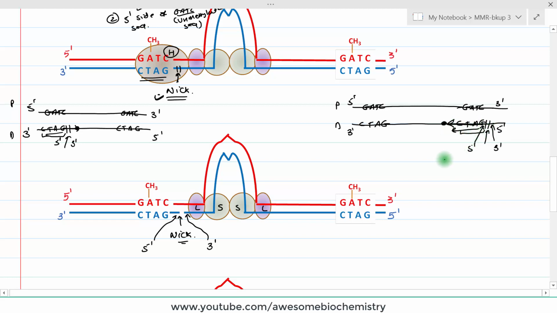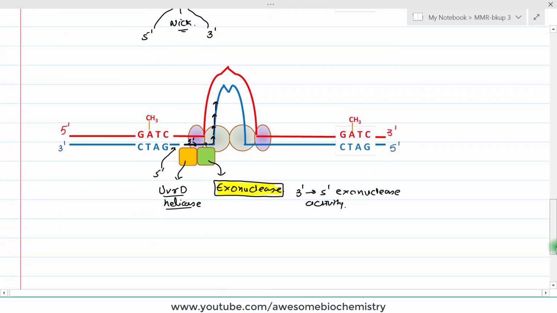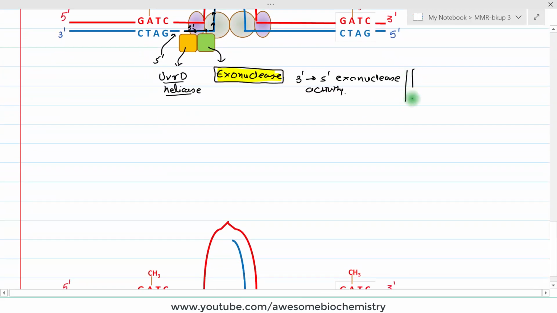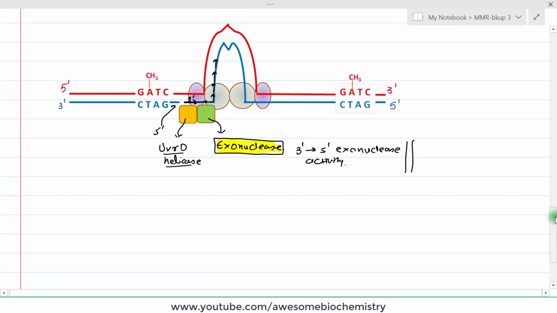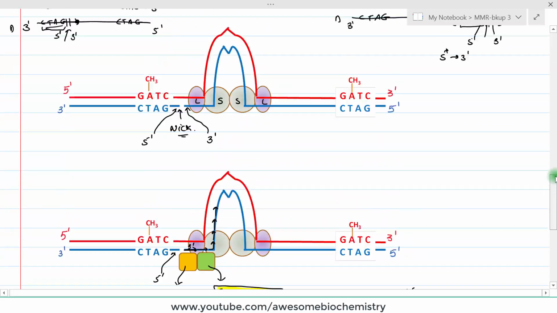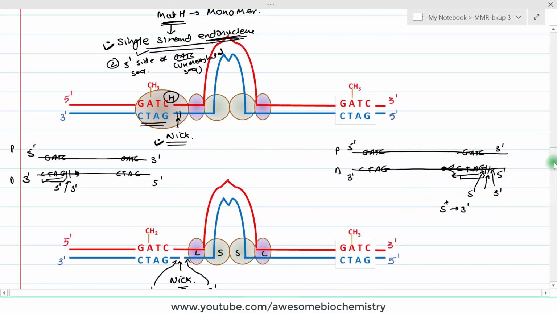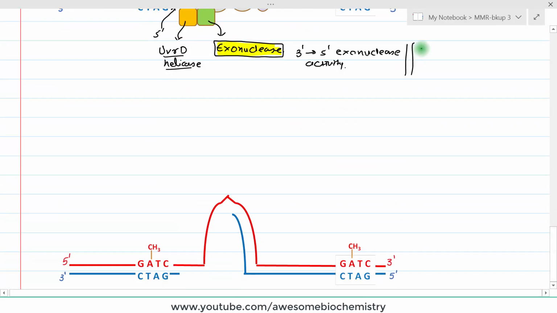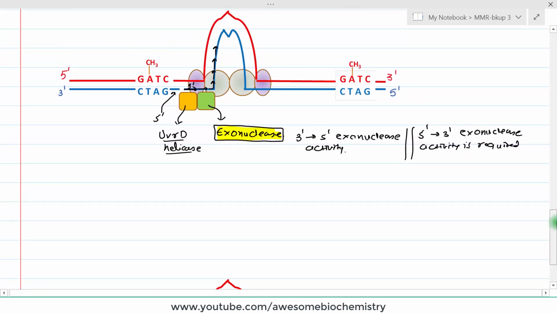So this direction is 5' to 3'. Okay, so here exonucleases are not the same for all types of damage. In certain cases, 3' to 5' exonuclease activity is required. In cases like this, 5' to 3' exonuclease activity is required. So what determines which exonuclease activity is required?